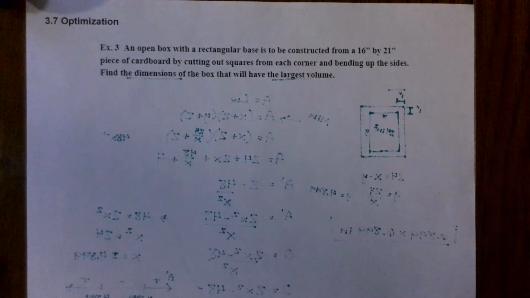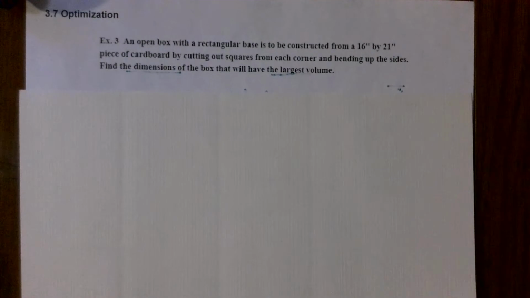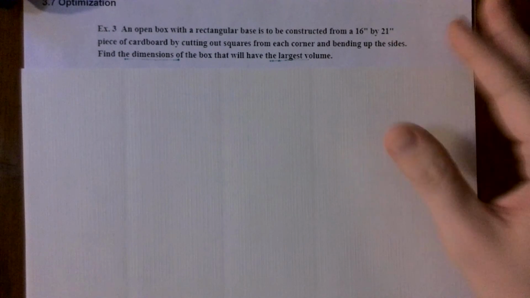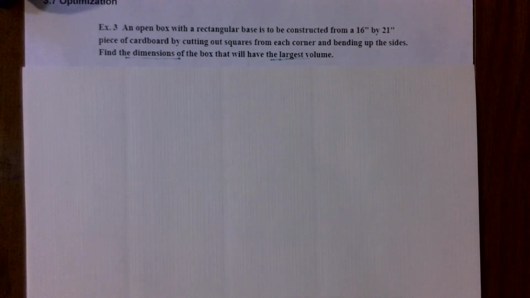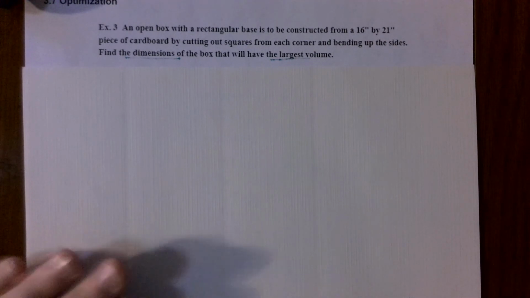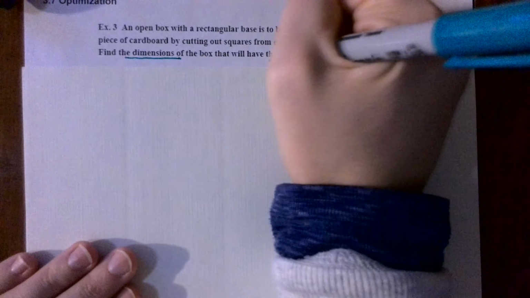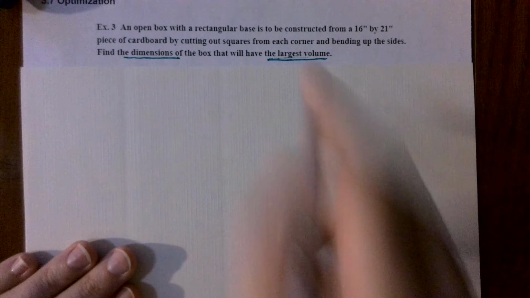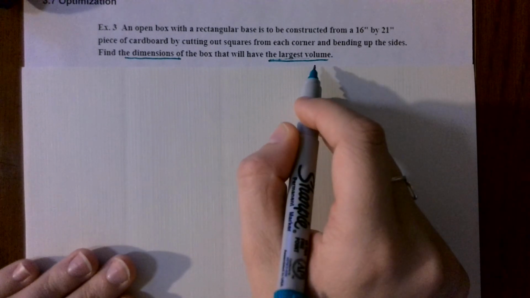Okay, so example 3, we're talking about an open box with a rectangular base that is to be constructed from a 16 by 21 piece of cardboard by cutting out squares from each corner and bending up the sides. Find the dimensions of the box that will have the largest volume, and I almost underlined the part that we need to look for. So this is one where we are looking for a max. We're looking for a largest volume this time.